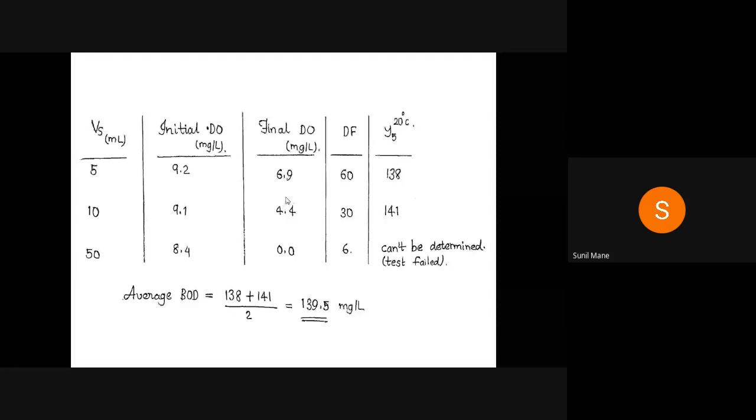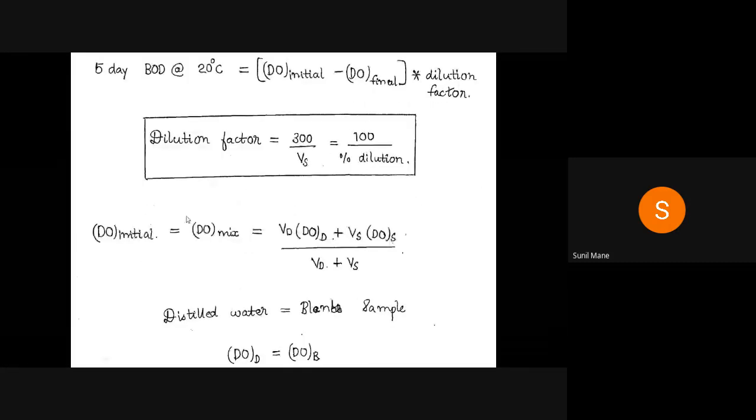In the previous example we calculated dissolved oxygen initial. Now the dissolved oxygen of the mix is calculated as the volume of distilled water multiplied by the dissolved oxygen of distilled water, plus the volume of sewage multiplied by the dissolved oxygen of that particular sewage, divided by the volume of distilled water plus the volume of sewage. By this formula it is quite possible for us to calculate the dissolved oxygen of the mix.